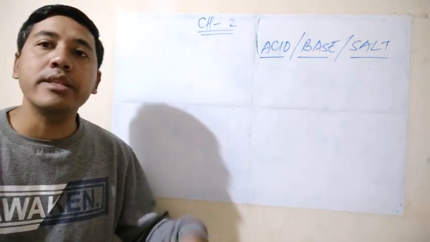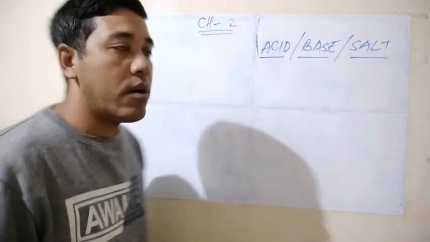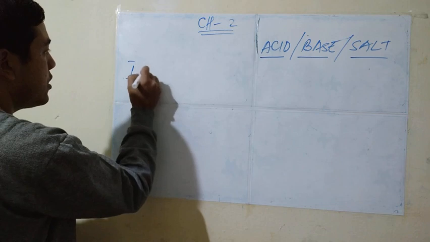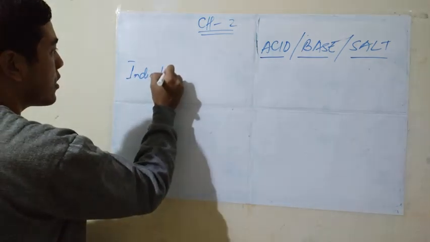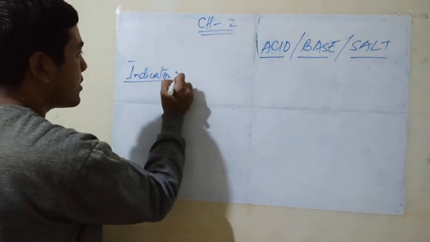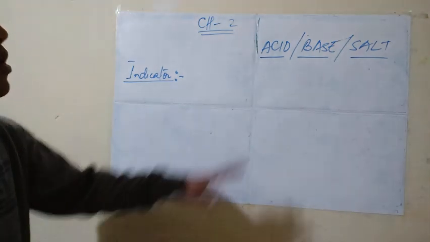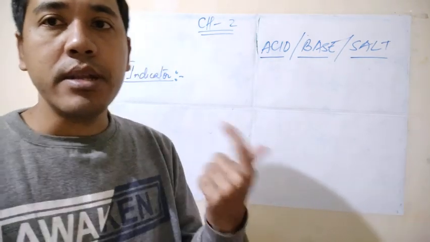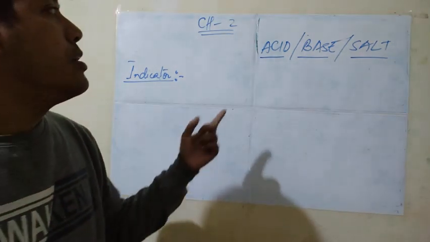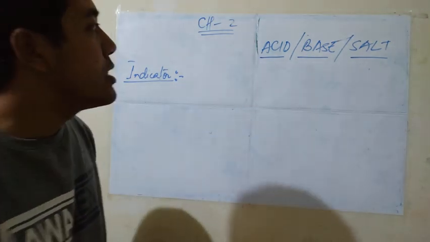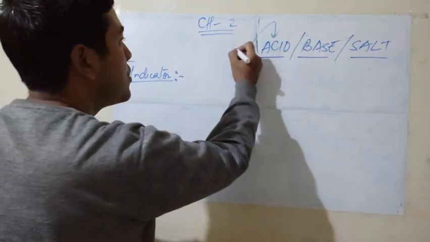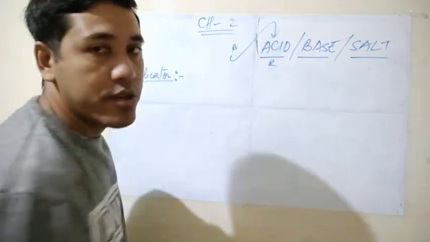We have already learned this in the previous class, right? Now look here, what is this indicator? Right? Now I will give an example. I will give one example: litmus paper. When we dip blue litmus paper inside an acid solution, what will happen? This blue will turn red, right?